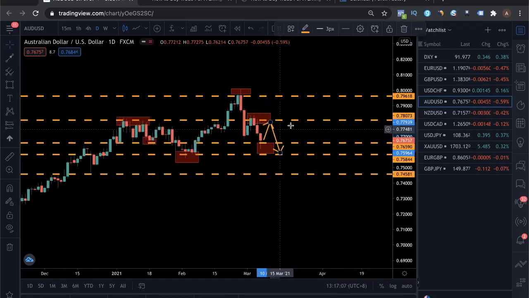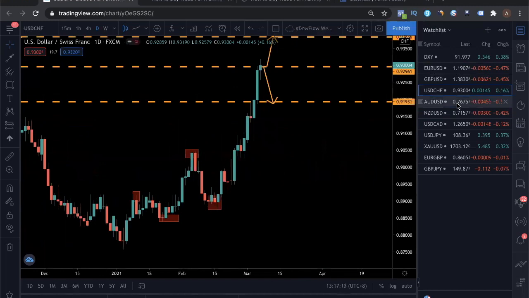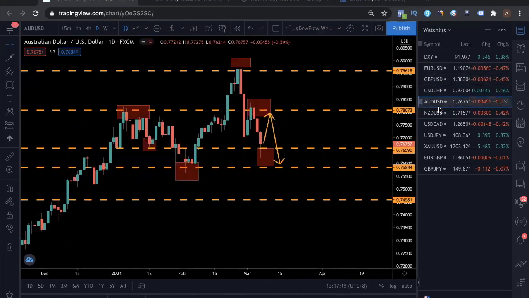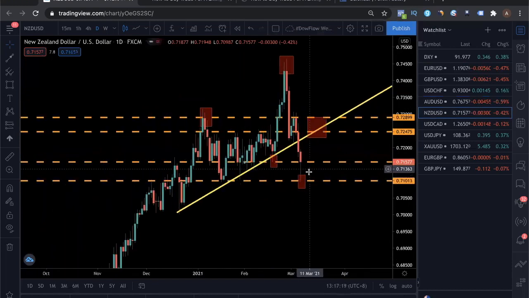Again, I would recommend you not to trade this. Between all of these currency pairs which I've gone through so far, I recommend trading the dollar franc, staying away from the euro dollar, pound dollar, and Aussie dollar. Now moving on to Kiwi dollar.